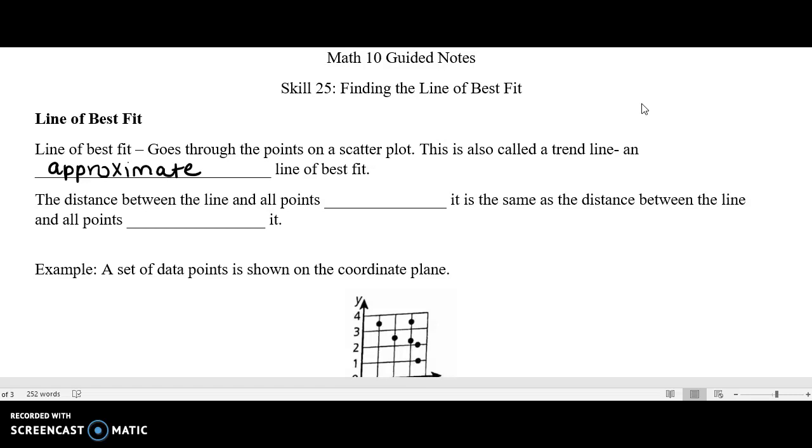The distance between the line and all the points above is the same as the distance between the line and all the points below.